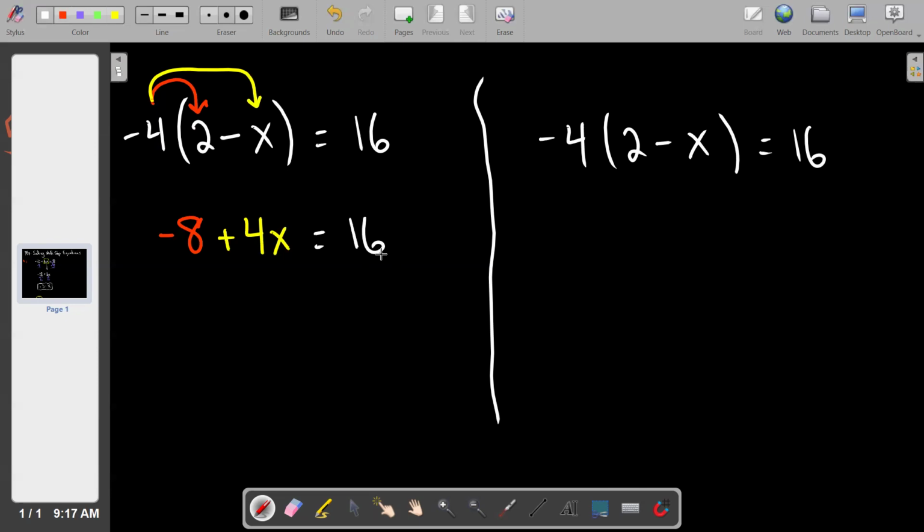The variable chunk is the 4x. You leave that alone. Who are you going to get rid of first? Add 8 to both sides. We're going to add 8 to both sides like this. We're going to cancel those out, and we're going to bring down a 4x and an equal sign. And what's 16 plus 8? 24. And then we're going to divide both sides by 4. So this is our first time together doing a three-step equation, I think. So we're going to divide by 4, and what does x equal?